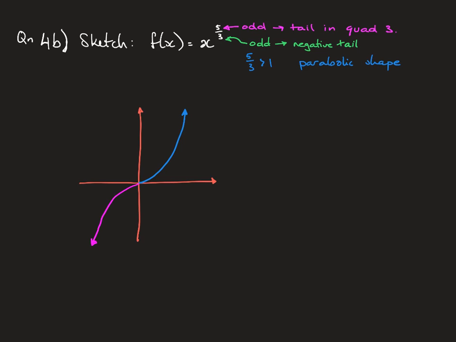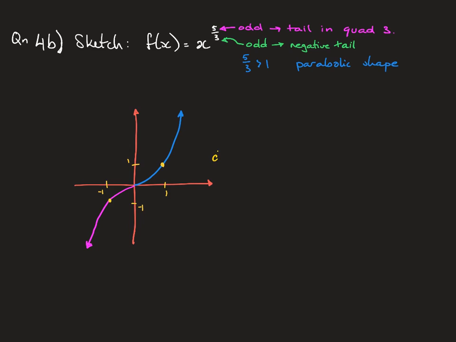Okay, so that's what my graph looks like. I know that the function itself goes through both 1 and 1 and minus 1 and minus 1. Didn't do that very well, did I? It is symmetric. Now, we need to do the domain for this function. So the domain is real numbers and the range is also real numbers, and it doesn't have any asymptotes.